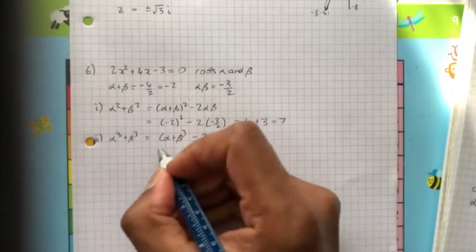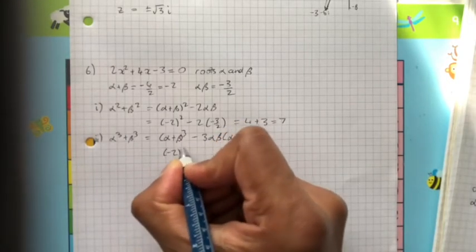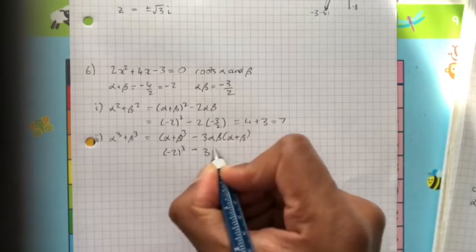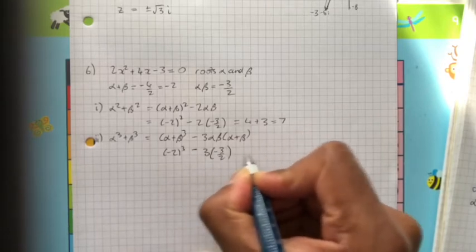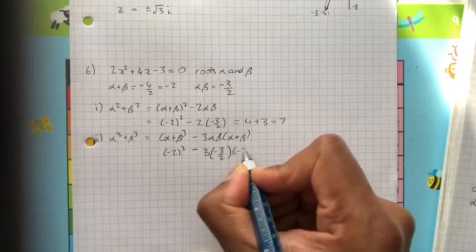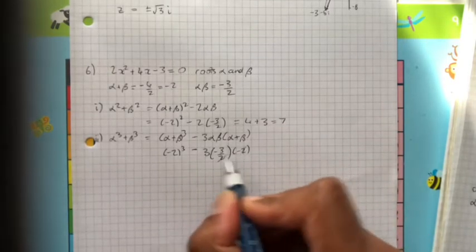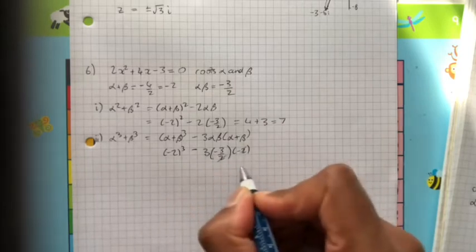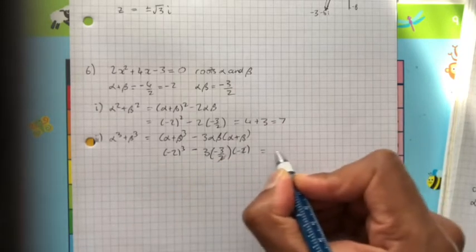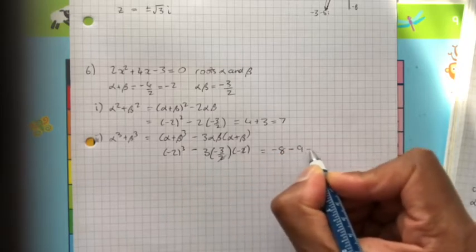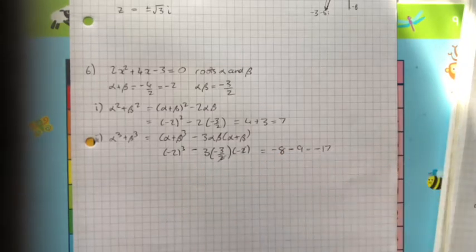Okay, so let's plug in our values. That's minus 2 cubed minus 3 lots of minus 3 over 2 times minus 2. So what we have is those 2's cancel. We have 3 negatives there, so that's equal to minus 8, and 3 times 3 is 9, which is minus 17.